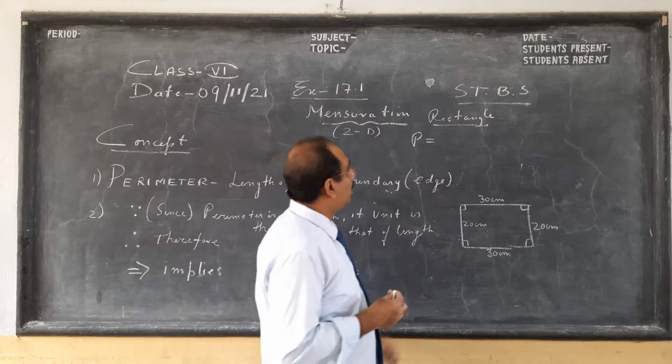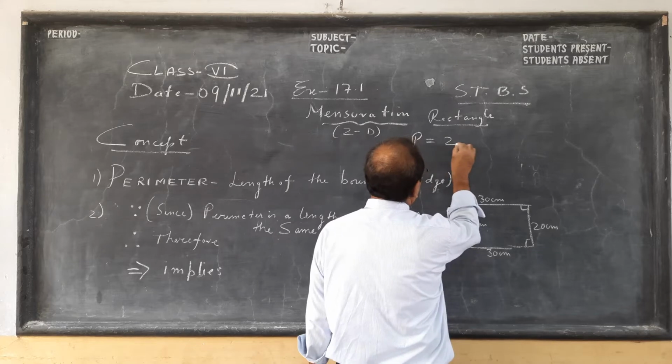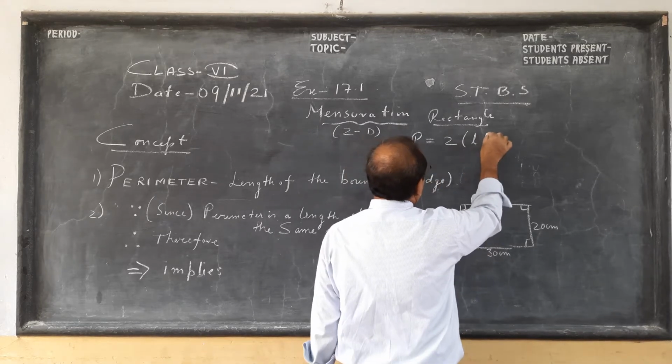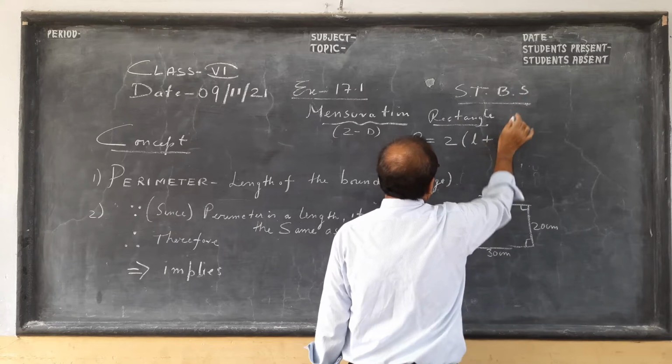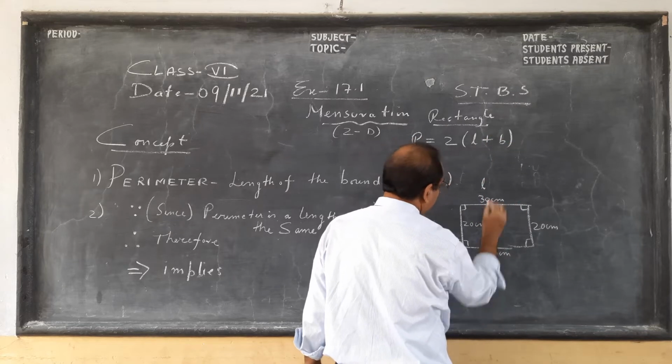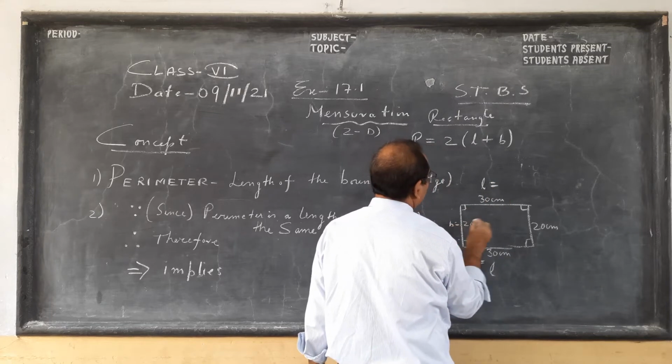So perimeter for this particular rectangle you may or may not use in class 6, but I am telling you it is twice length plus twice breadth. You see, this is length, twice it comes, and breadth comes twice.